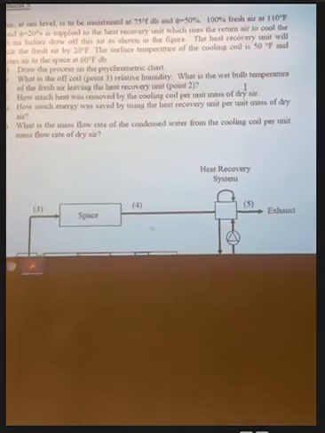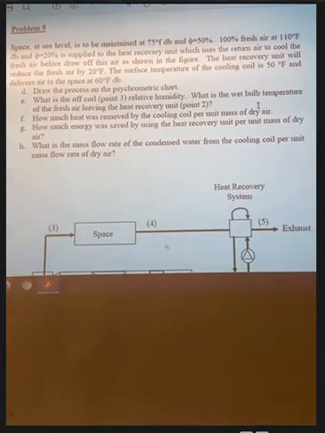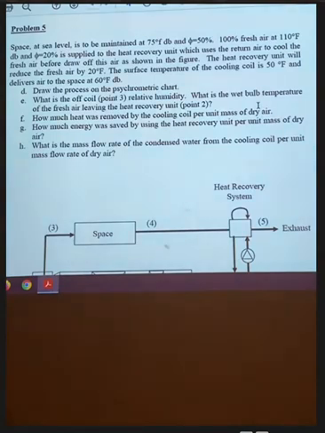So in this example here, we have space at sea level, and it is to be maintained at 75 Fahrenheit and 50% humidity. We are also using 100% fresh air, and the temperature of the fresh air is 110 Fahrenheit and relative humidity equal to 20%.